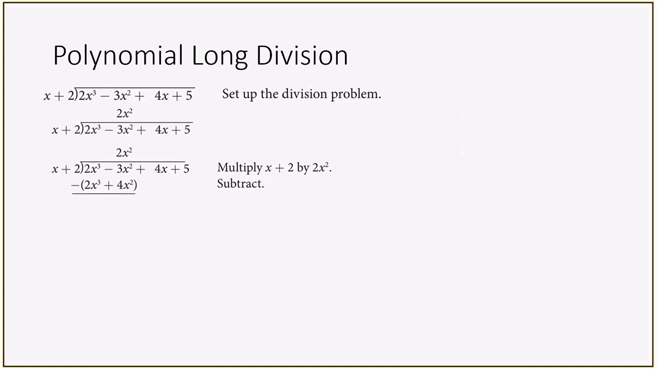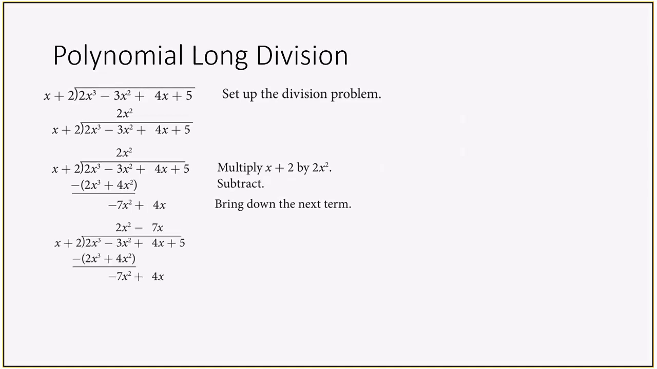So just like with long division, at this point, I'm going to subtract. 2x cubed minus 2x cubed cancels. That 4x squared, if I distribute that negative, is actually a minus 4x squared. So negative 3x squared minus 4x squared leaves me with negative 7x squared. And then I bring down my 4x, and just like with long division, I rinse and repeat. So I think to myself, okay, what can I multiply x by now to get negative 7x squared? Well, it's negative 7x. I multiply negative 7x by x plus 2.